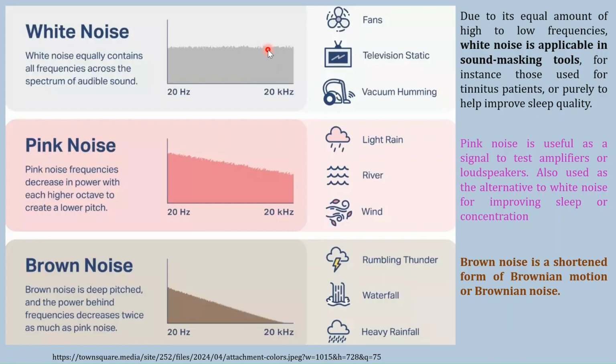Here we have the comparison of the white noise, pink noise and the brown noise with their examples. In the white noise, we have the equal energy distribution for all the frequencies across the spectrum of the audible range. यानी कि 20 Hz to 20,000 Hz जो energy है या sound intensity है that is nearly equal. अब इसके जो examples हैं यहाँ पे mention है fans, television static और the vacuum humming.